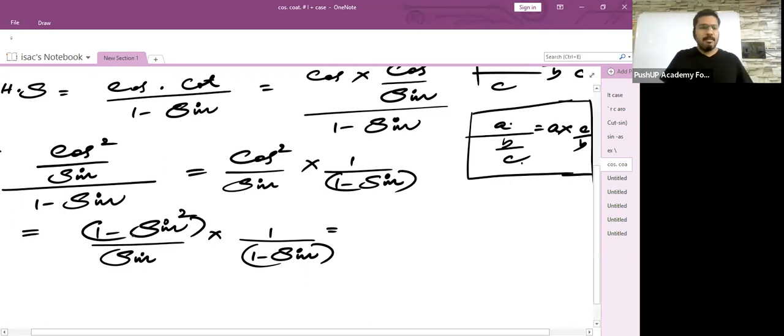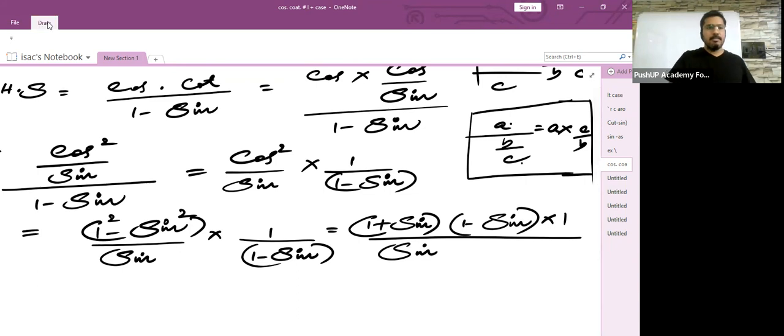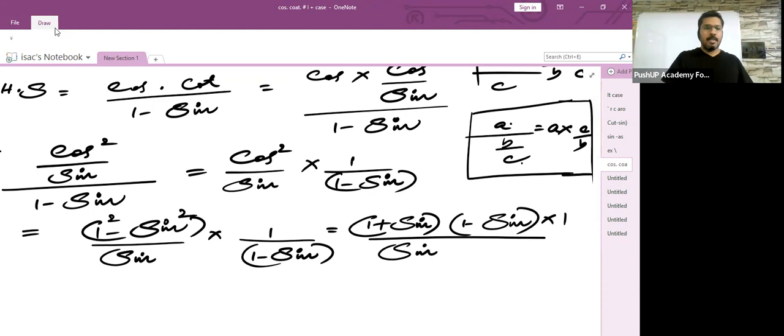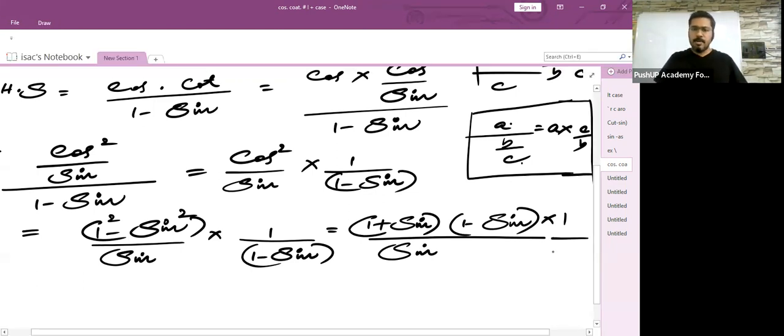Isn't it? So 1 minus sine square is nothing but 1 square minus sine square, which is of the form a square minus b square. And you can factorize it as a plus b into a minus b. Okay, into 1 divided by sine, yeah, 1 upon 1 minus sine.